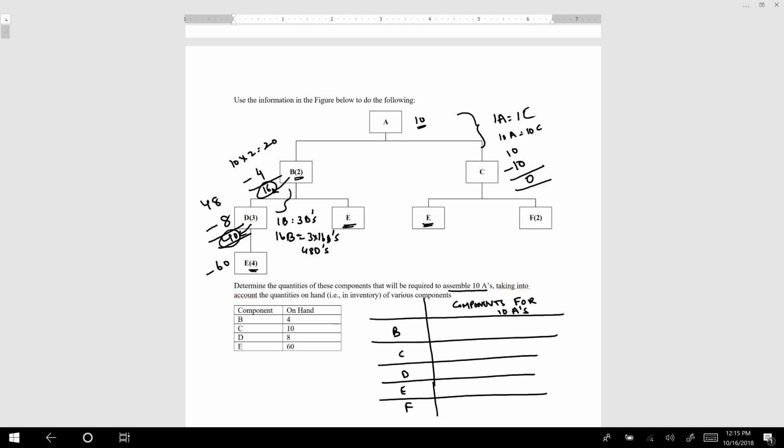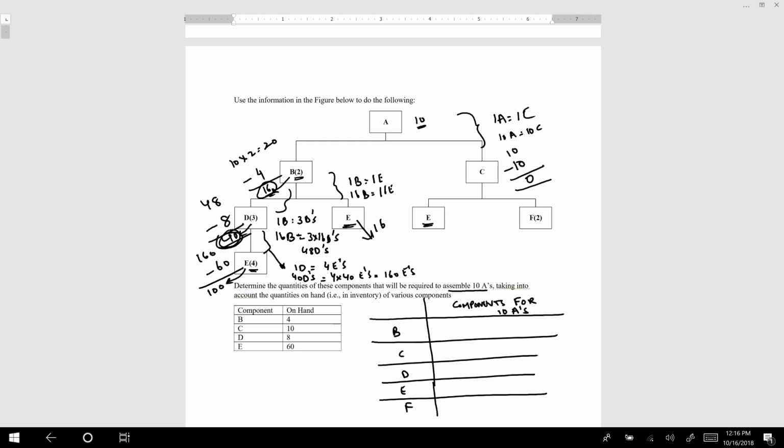How about E? So this relationship I will write here, 1D I would require 4 E's. I need 40 D's. So 40 D's would be 4 times 40, which is 160 E's. So if I require 160 E's, 160 minus 60 is 100 E's I would require here. How about this? 1B I will require 1E. So I need 16 B's. So I will get 16 E's. So this is 16.